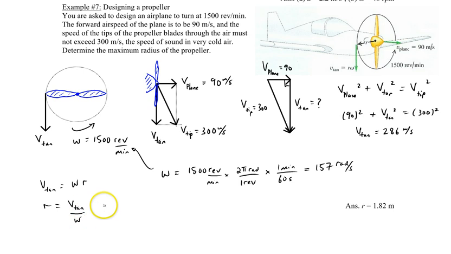So now we're ready to figure out that radius. We're going to take the tangential velocity of 286 meters per second and divide it by the angular velocity of 157 radians per second. And that will give you an answer of 1.82 meters. If the radius was anything larger than 1.82 meters, we would end up getting air leaving tangentially along the tip at a velocity greater than 300 meters per second, which would be faster than the speed of sound.